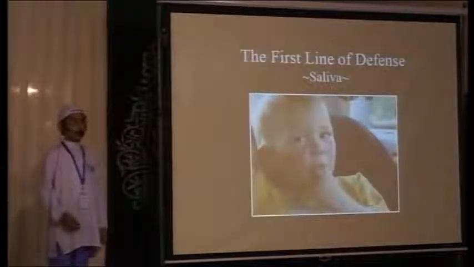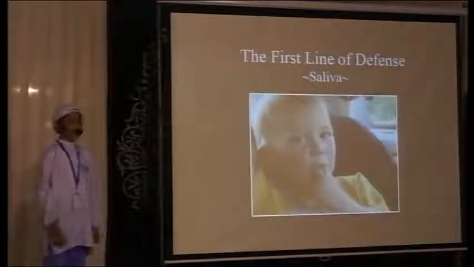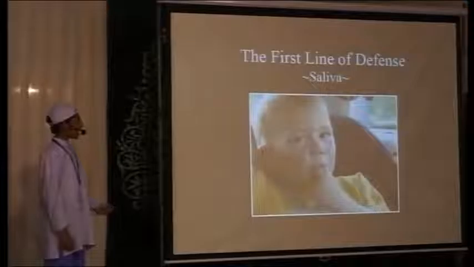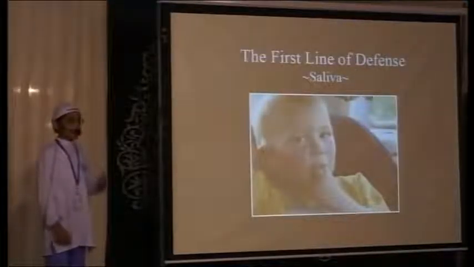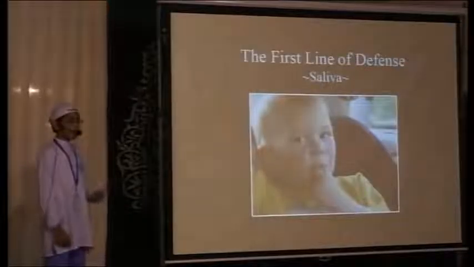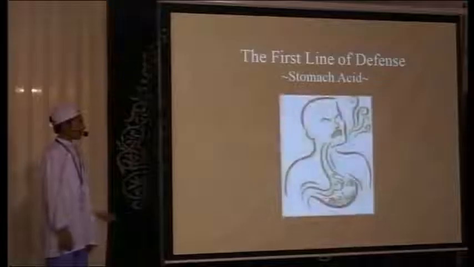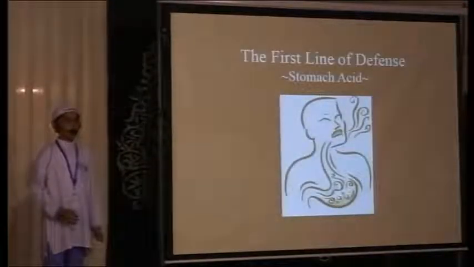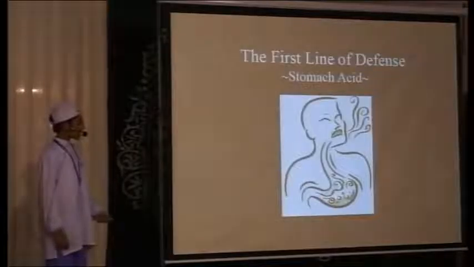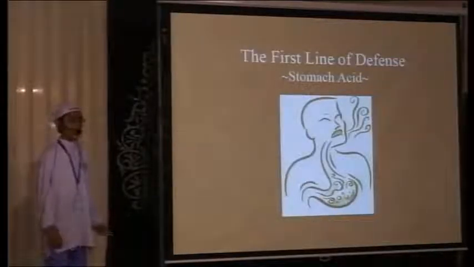Saliva. Saliva contains many chemicals that break down bacteria. This is the example of a child. In a child, there is high production of saliva compared to an adult. Stomach acid. In our stomach, there is a very strong acid which breaks down our food. The acid present in our stomach is known as hydrochloric acid.